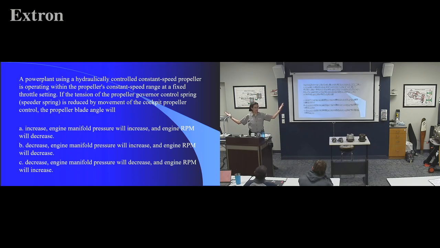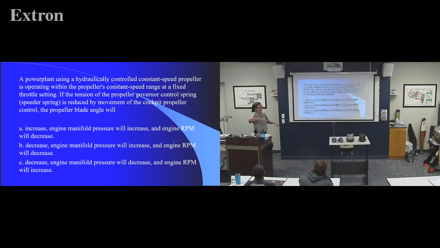So now, because of the flyweights, the governor doesn't like that position. What will it do to blade angle to bring that back? Increase the blade angle. So it's going to increase the blade angle, which now puts extra load on the engine. And what will that do to manifold pressure? Increase. And because we're increasing blade angle, now the RPM slows down to get back where we want.